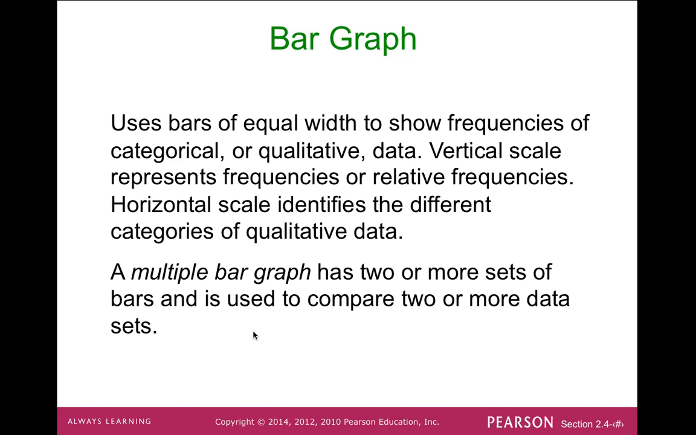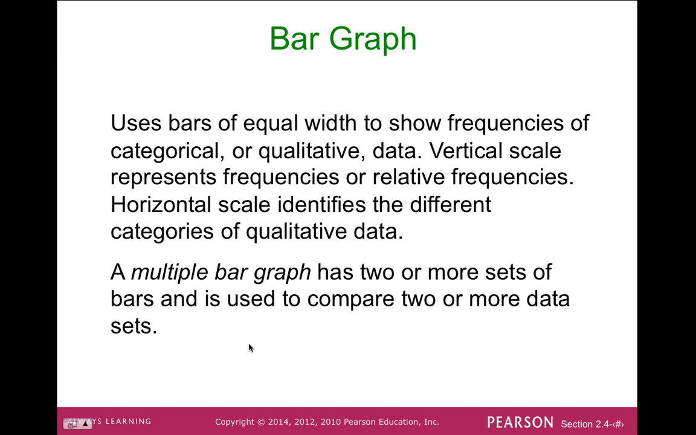Okay, we talked about histograms, and essentially a histogram is really a type of bar graph. So let's talk about bar graphs a little bit. In bar graphs, we use bars of equal width to show frequencies of either categorical, which is named data, or qualitative data, which is numerical data. The vertical scale represents frequencies or relative frequencies, and remember, all a relative frequency is the same data just represented as a percentage. And the horizontal scale identifies the different categories.